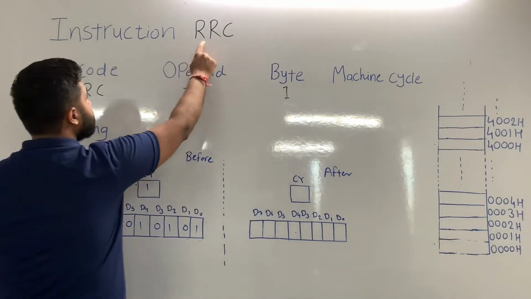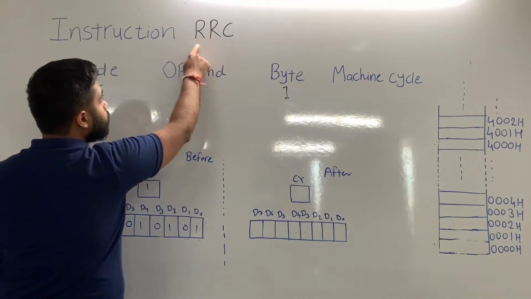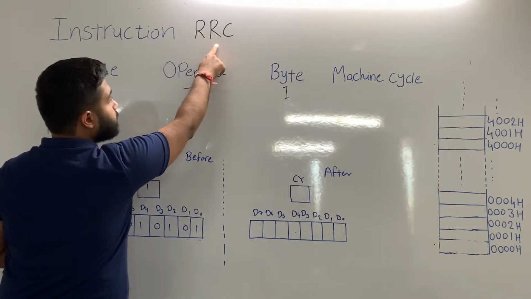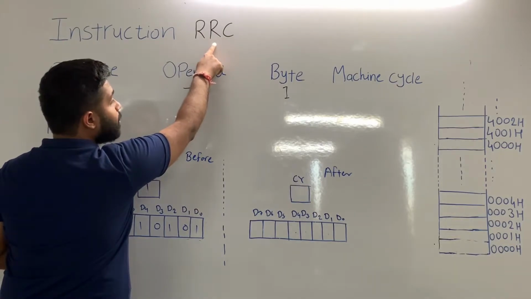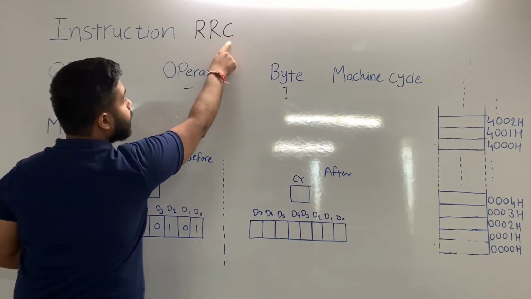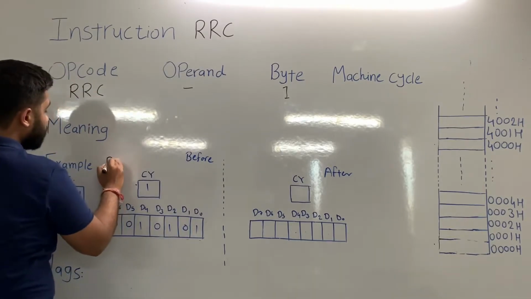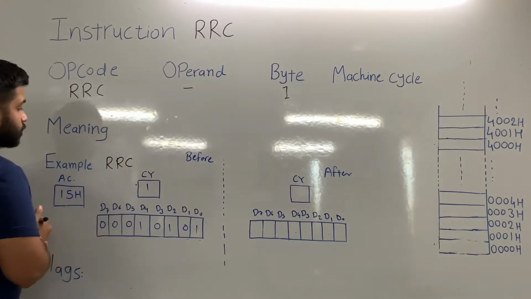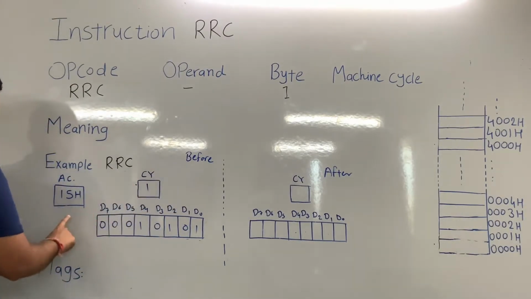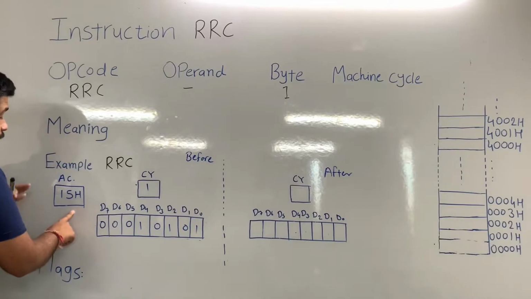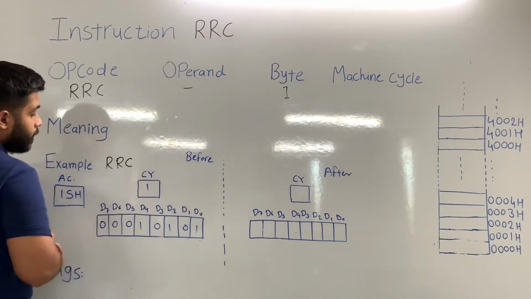Now RRC. RRC means rotate the content of accumulator right side, without carry. Let's see one example. Suppose the example is RRC, the instruction itself. Before the execution, you can see that the content of accumulator is 15H. The content of carry flag is 1.